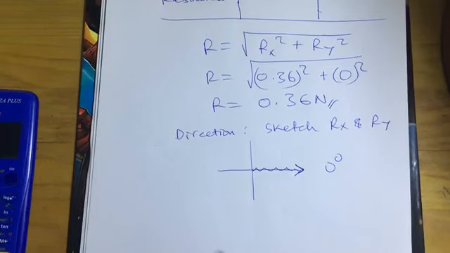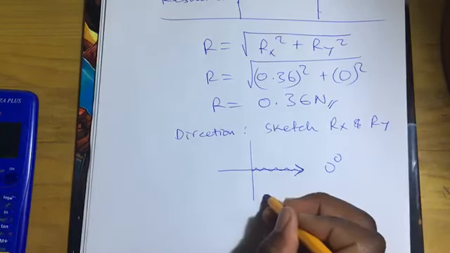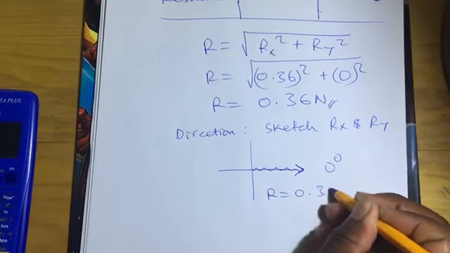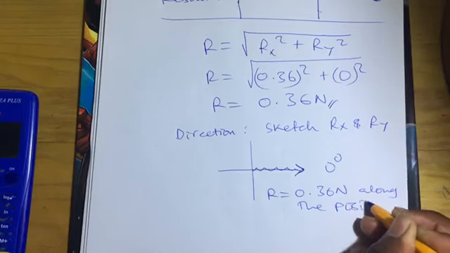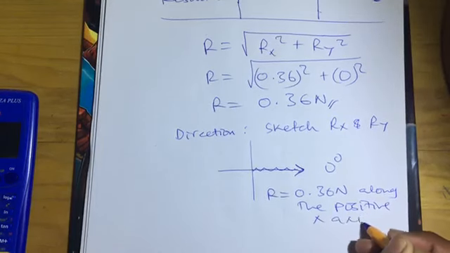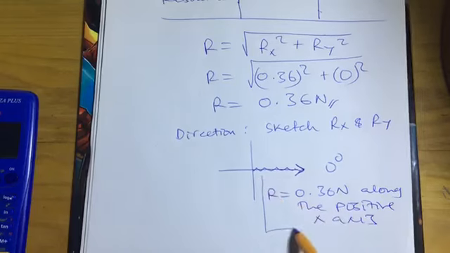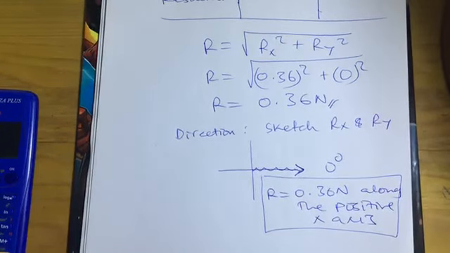So, the full form of the answer can be: the resultant is 0.36 newtons along the positive x-axis. Okay, yeah, you are done. So that's how these questions can come. The other question that you guys should be able to solve is this type. Pay attention. Okay, so quickly we end this session.